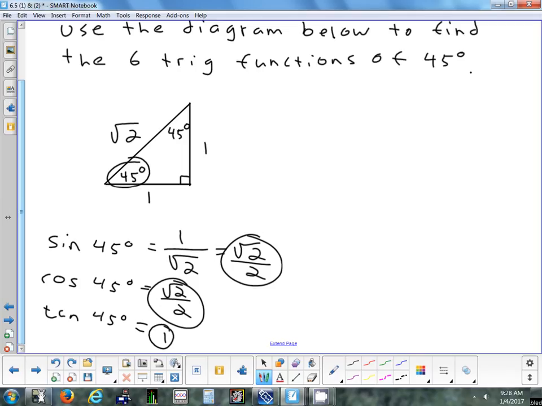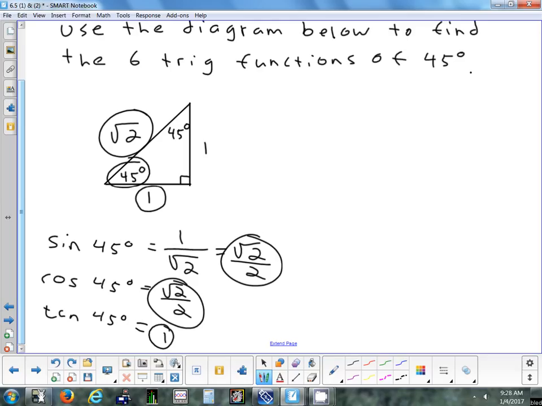Why is the cosine square root of 2 over 2? So cosine would be adjacent divided by hypotenuse. And adjacent is 1, and hypotenuse is square root 2. But you can't leave the square root in the bottom. So it comes out just like sine. But then we have to fix it.